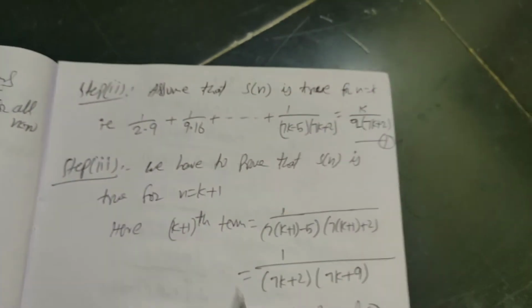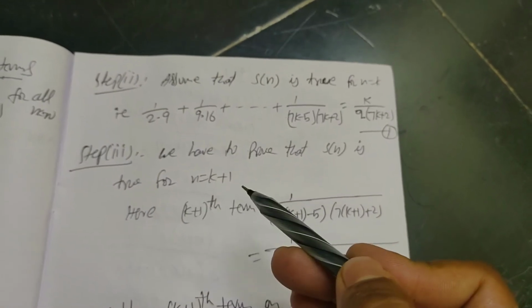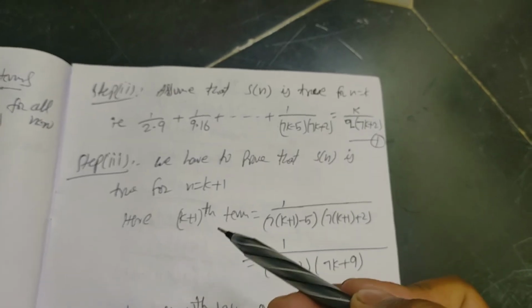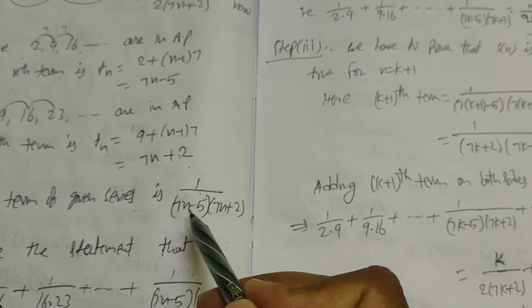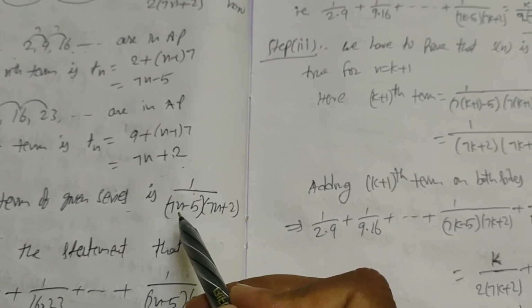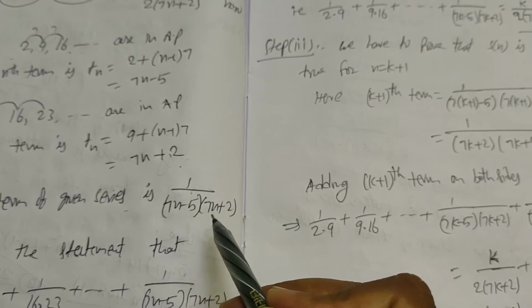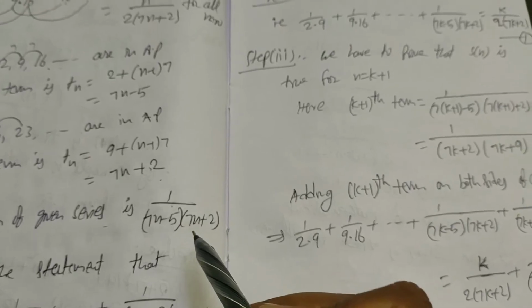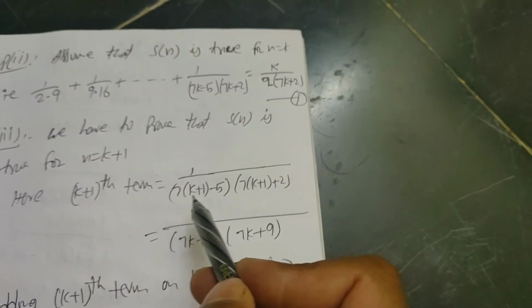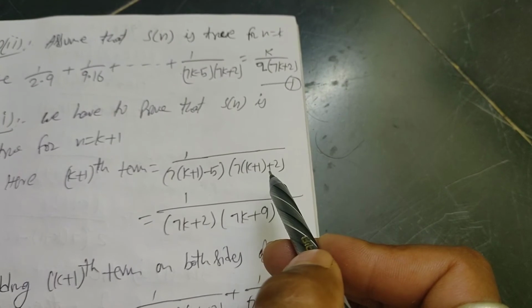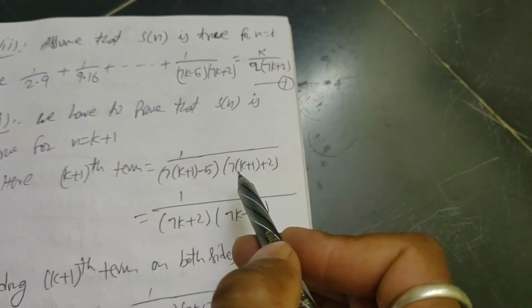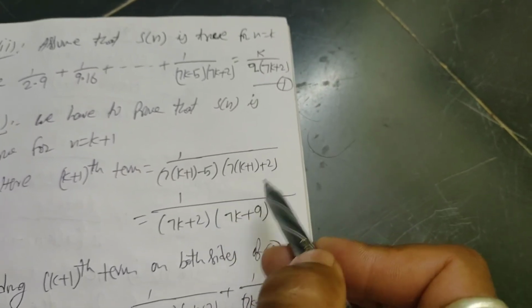Okay, see here, first we have to find the k plus 1th term for n equal to k plus 1. How will you get the k plus 1th term? In the nth term, you substitute k plus 1 in the place of n, that is nothing but 1 by 7 times of k plus 1 minus 5 into 7 times of k plus 1 plus 2. That is equal to 1 by 7k plus 7 minus 5, that is 7k plus 2, into 7k plus 7 plus 2, that is 7k plus 9.